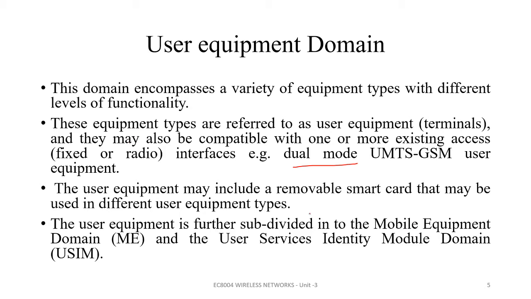The user equipment may include removable smart cards that may be used in different user equipment types. See, the smart card, the SIM cards you are using, may be used in different types of phones. That is what they are telling here. The removable smart cards can be used in any of the mobile phones you are going to use. So the user equipment is further divided into mobile equipment domain and user service identity module domain, ME, as well as your USIM.